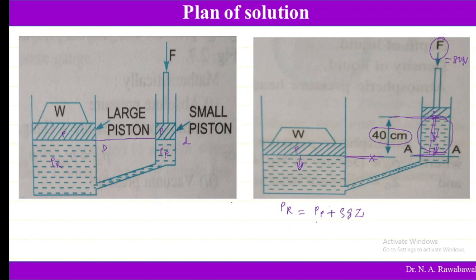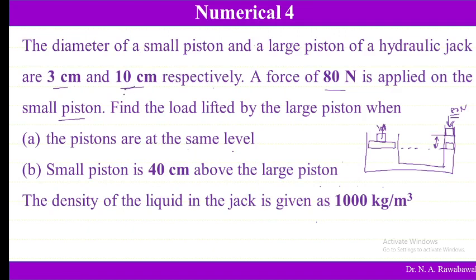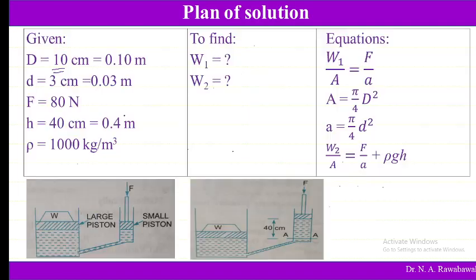So here pressure intensity on ram side is equal to pressure exerted by plunger plus the self weight of liquid which is going to exert pressure at the level of this piston. Now we will see how to collect this data. Diameter of ram is 10 centimeter, which is given in this problem, and diameter of plunger is 3 centimeter. That is converted in meter here. 10 centimeter is equal to 0.1 meter and 3 centimeter is equal to 0.03 meter. So force applied on plunger is 80 newton.